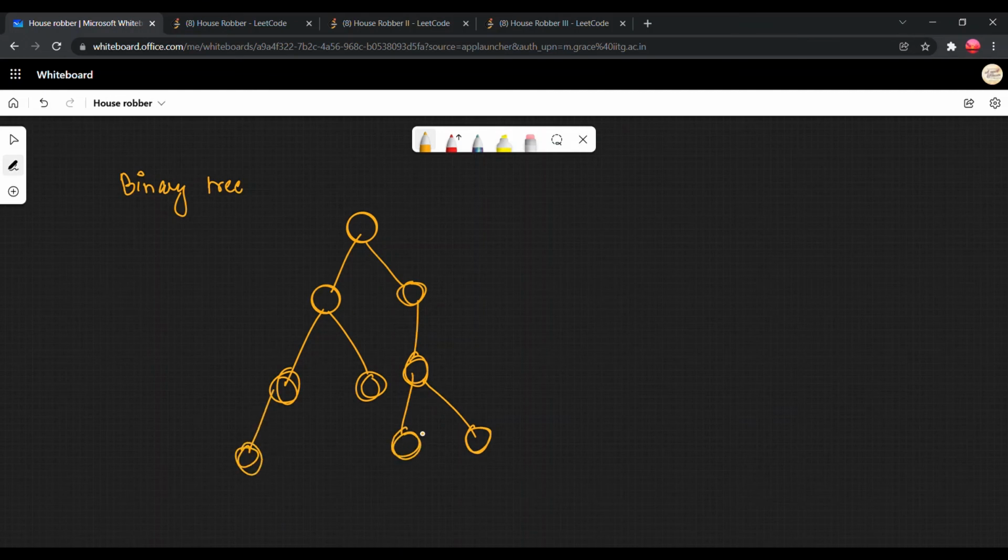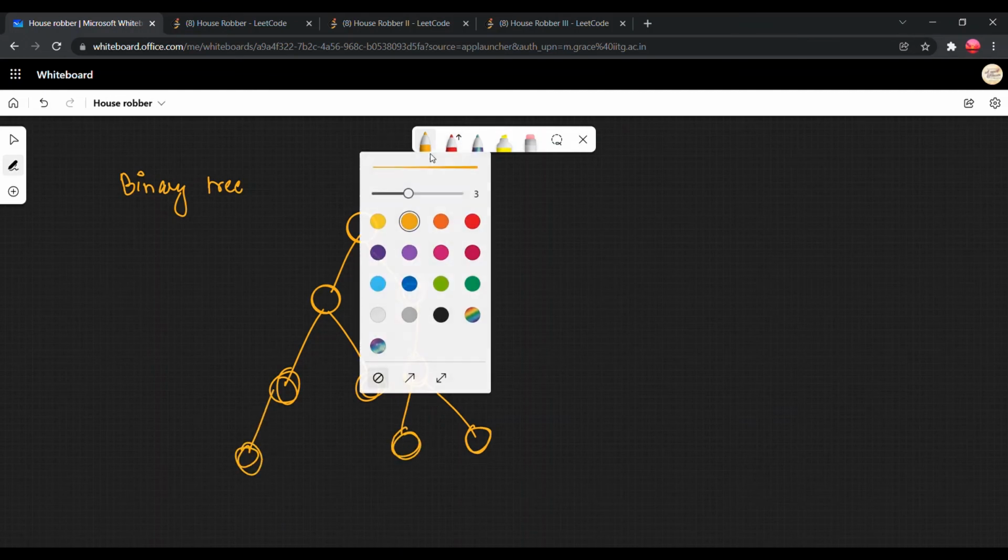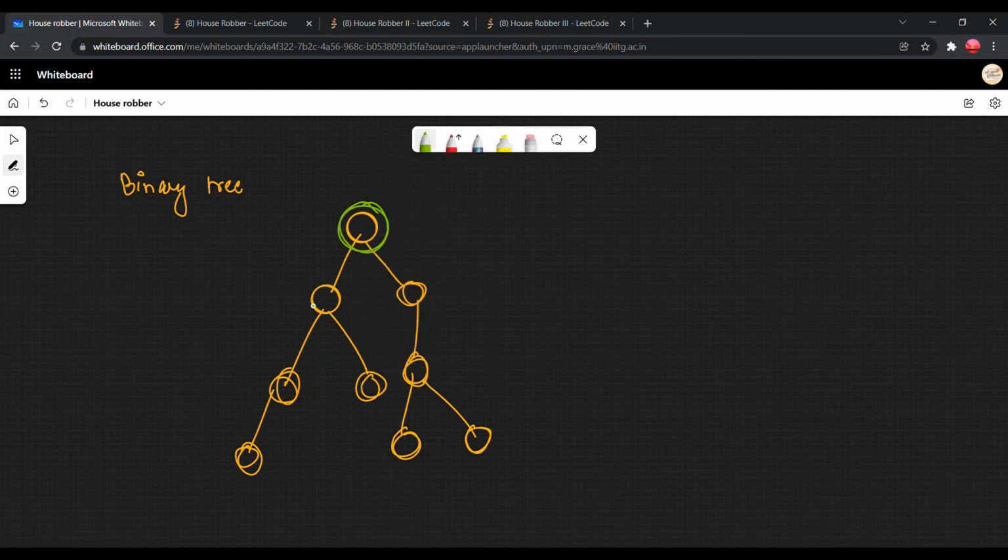So let's say it's something like this. If he's attacking, a possible situation would be he attacks this one, then he cannot attack either of them. Let's say he wants to attack this one, so then he would attack that, and he's allowed to attack this one. Let's say he attacks this one, then he can't attack any of these.